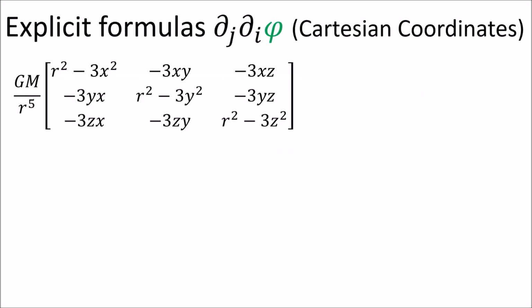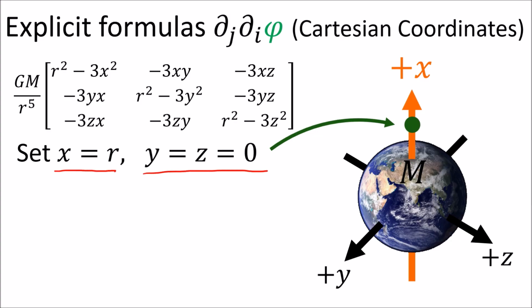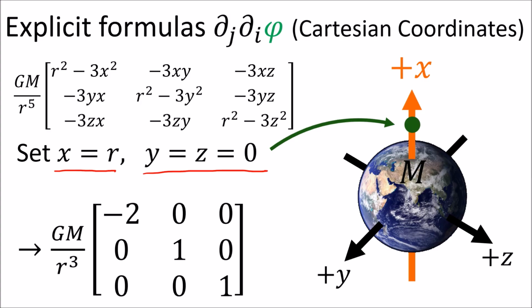To make this matrix a little easier to understand, we can pick a point above the mass on the x-axis, where x is just the radius r and y and z are both equal to 0. In this special case, the matrix has just negative 2, 1, 1 along the diagonal and a factor of GM over r cubed in front. So this 3x3 symmetric matrix tells us about the curvature of Newtonian spacetime. But how can we interpret this matrix using our intuition?